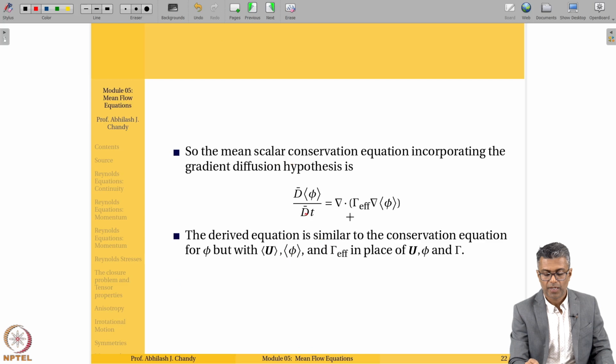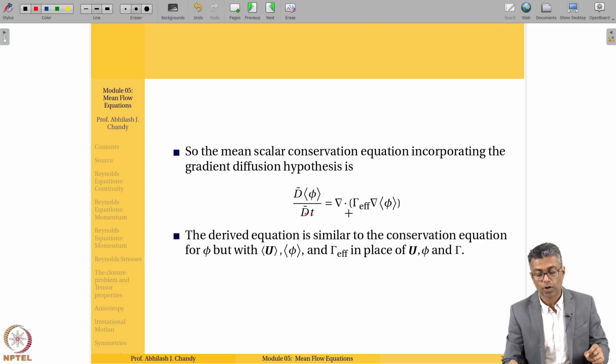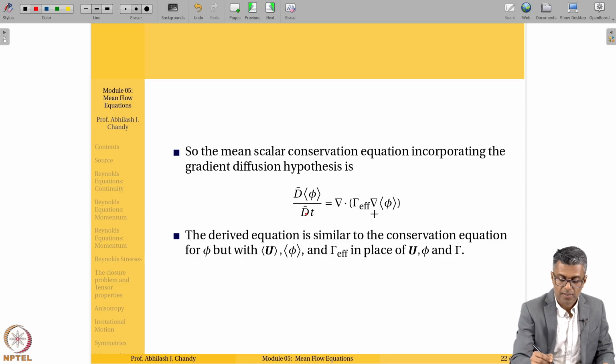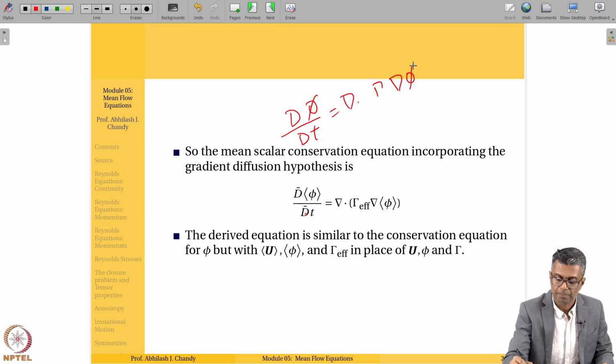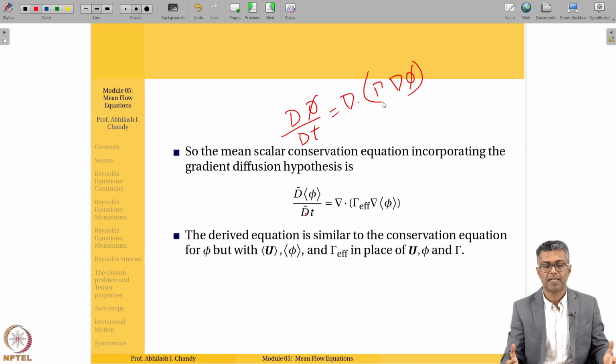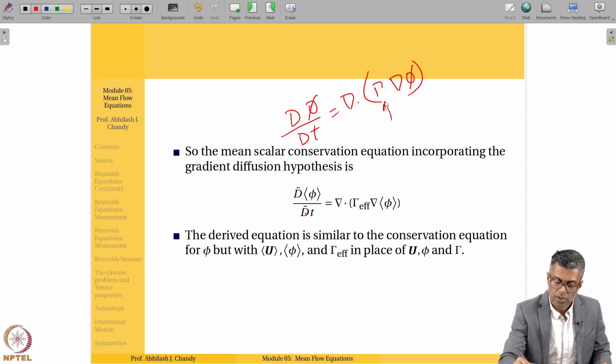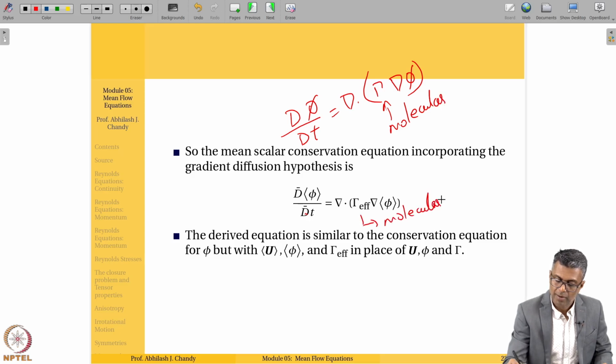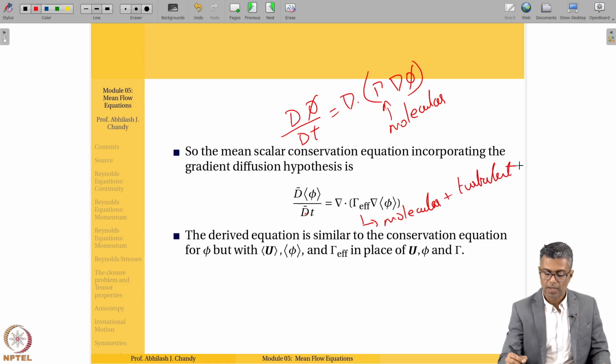The mean substantial derivative is del dot gamma effective del phi. Compare this to your regular scalar equation, d phi dt is del dot gamma del phi. It is exactly the same, except this was molecular and this is molecular plus turbulent, because it is gamma plus gamma turbulent.